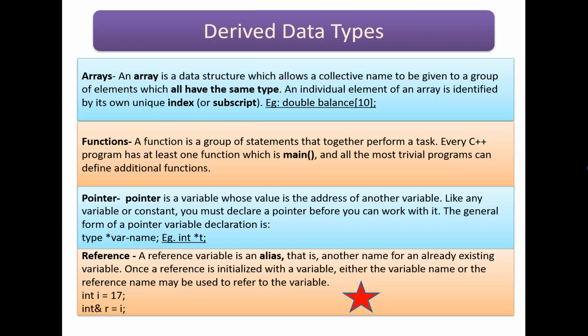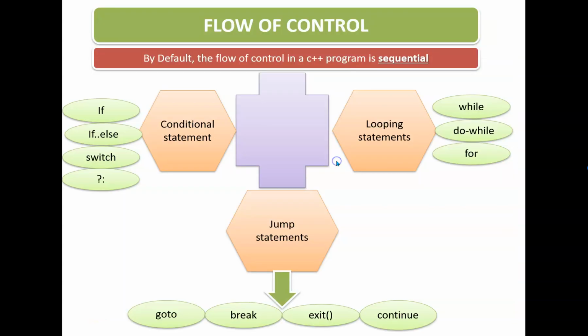Functions. A function is a group of statements that together perform a task. Every C++ program has one function called main, and all but the most trivial programs define functions. Pointers are something we'll get to. Reference is a reference variable like an alias. It's another name for an already existing variable. Once it's initialized, you cannot change that initialization on the reference. It's used to refer to another variable, and it acts just like that.